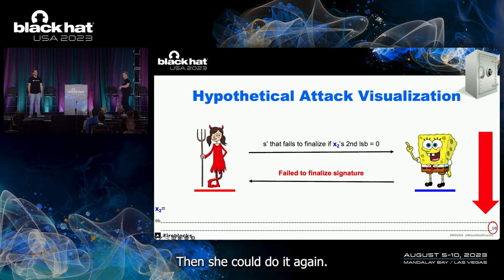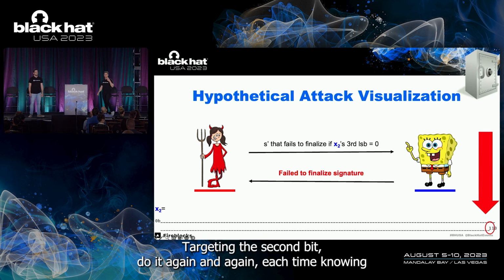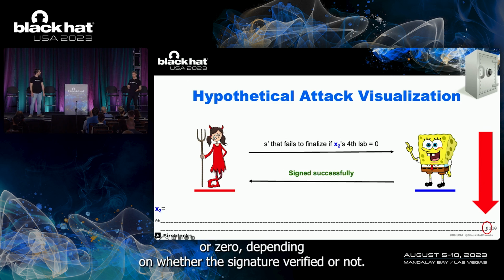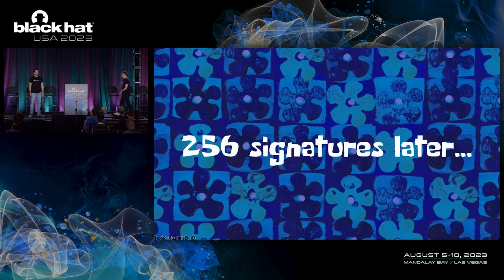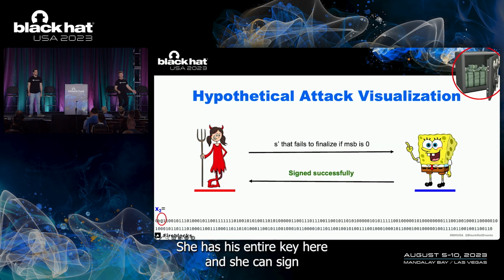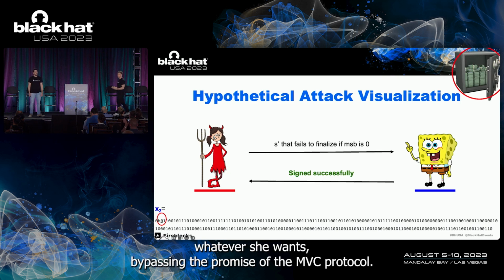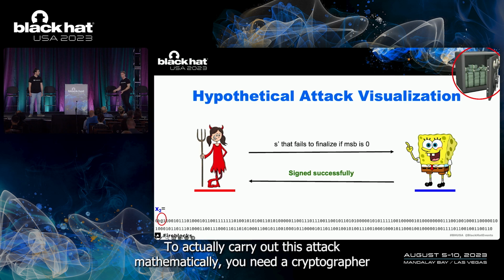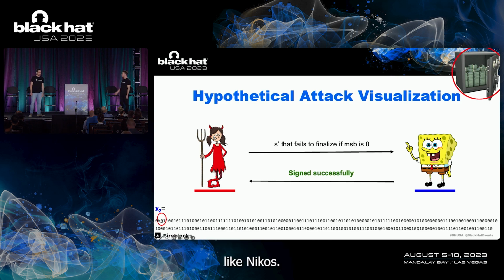Then she could do it again, targeting the 2nd bit, and again and again, each time knowing whether the bit is 1 or 0, depending on whether the signature verified or not. Fast forward 256 signatures, voila. She has his entire key share, and she can sign whatever she wants, bypassing the promise of the MPC protocol. This is a bit simple if you just try to visualize it. To actually carry out this attack mathematically, you need a cryptographer like Nikos.